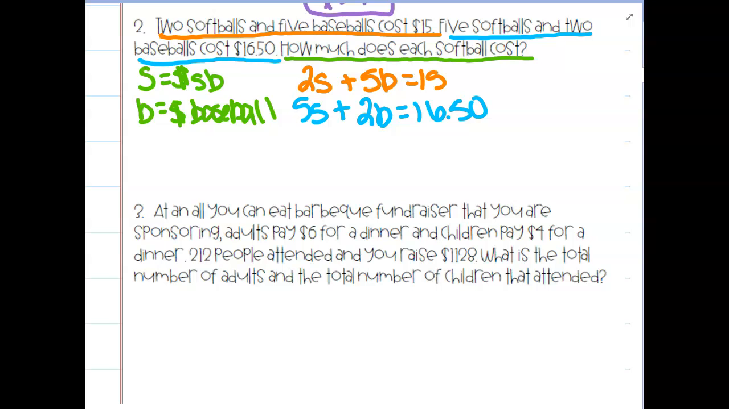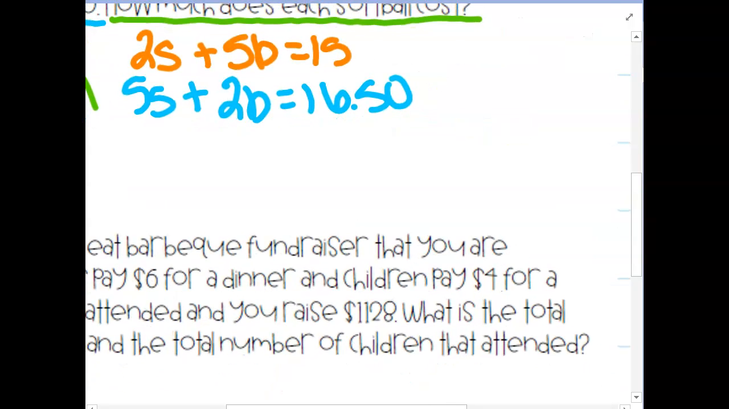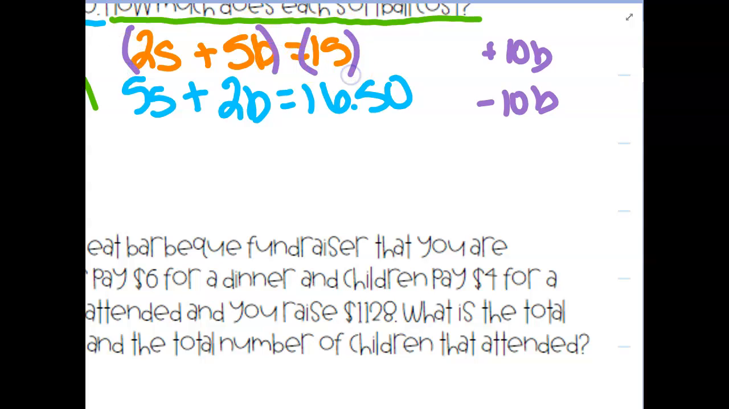What can I turn a 5b and a 2b both into? A 10b. Now remember, I don't want 10b and 10b. Those aren't going to cancel out. I want a plus 10b and a minus 10b. So for the first equation, how do you get from 5b to 10b? Times 2. 2 times 2s gives me 4s. 2 times 5b, there's my 10b. 15 times 2 gives me 30.